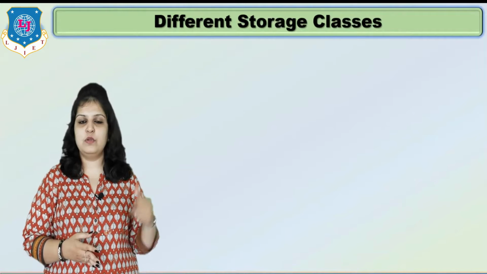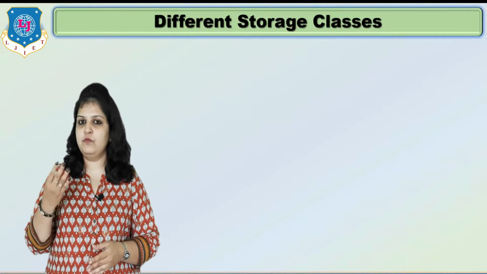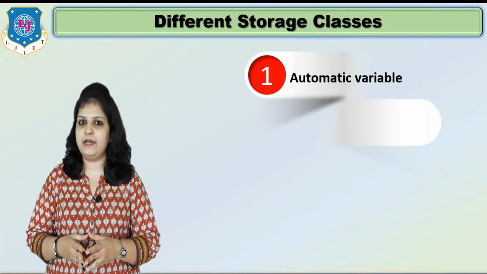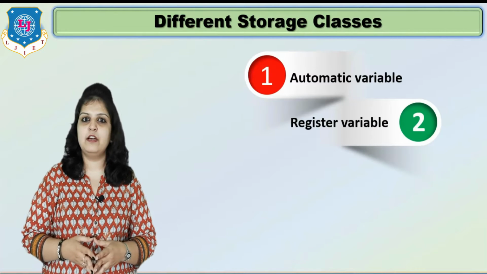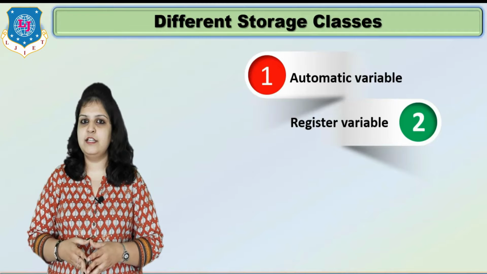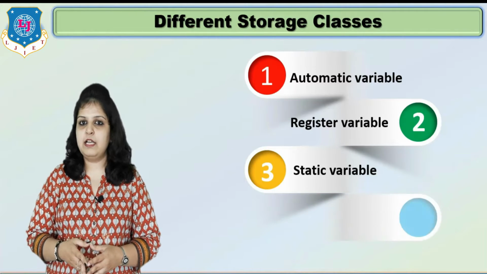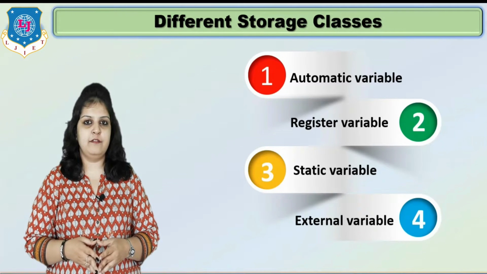First of all, storage classes are divided into four major categories. Our first category is automatic variable. Then next category is register variable. Third class is static variable, and last is external variable.